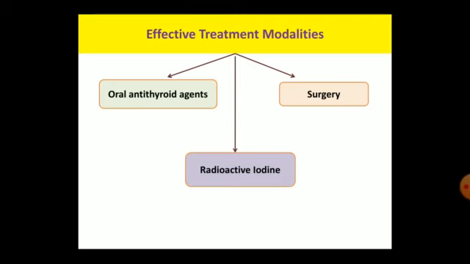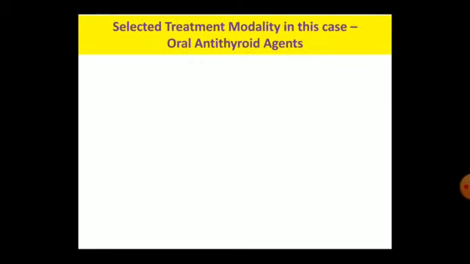And again I am repeating the same word, in the newly diagnosed case one has to think about the oral antithyroid agent. Now if in the same case a female is around 40 or 45 years of age and she is a known case of hyperthyroidism and not controlled with the oral antithyroid drugs, then one can think of radioactive iodine also. But in this case, as the female is of childbearing age, a newly detected case, no history of recurrence, that's why the treatment modality is oral antithyroid agents.